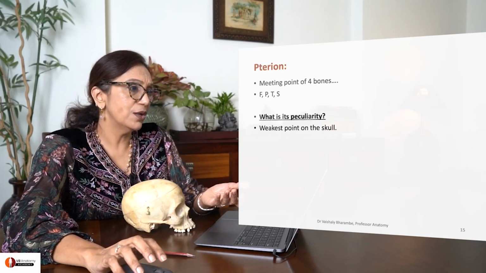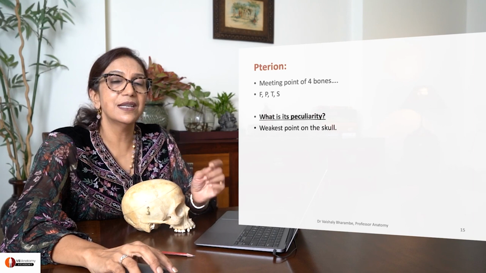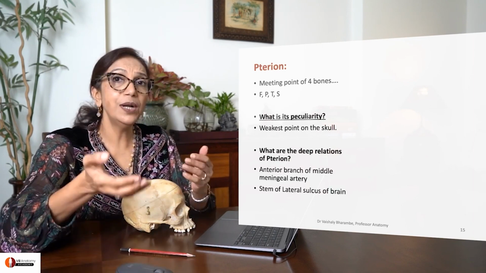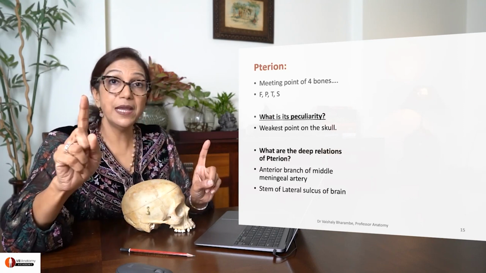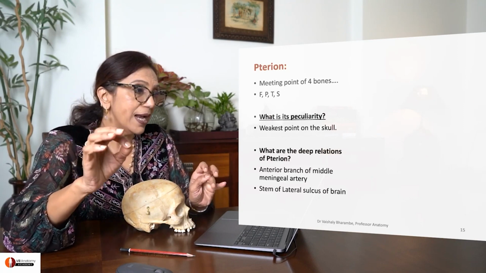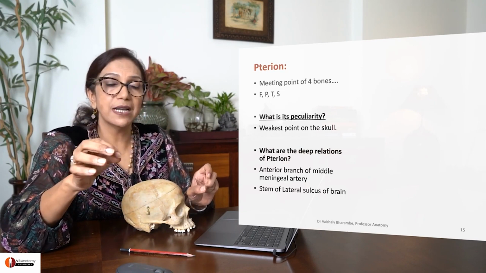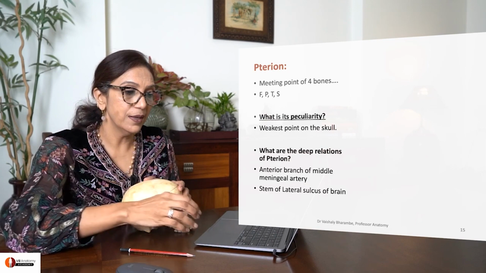Why? What is the peculiarity of this? It is the weakest part of your skull. What lies deep to it? Very important, okay? Asked in the Vivas. Anterior branch of middle meningeal artery along with stem of lateral sulcus lie just below it, okay?